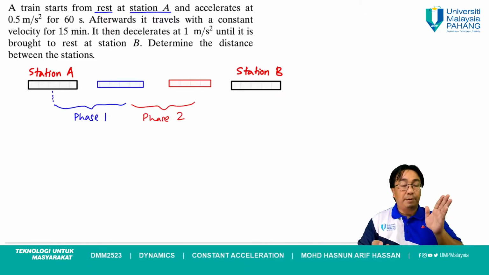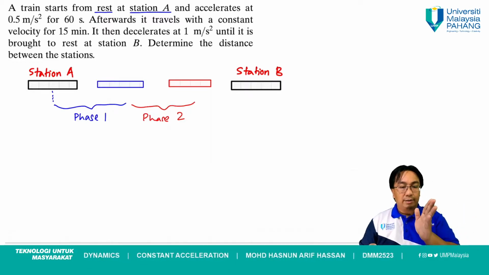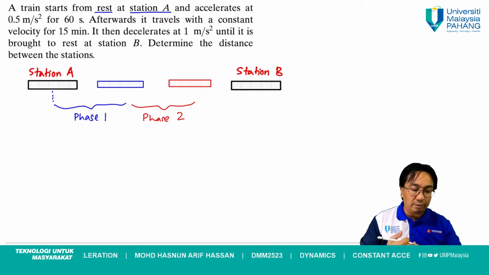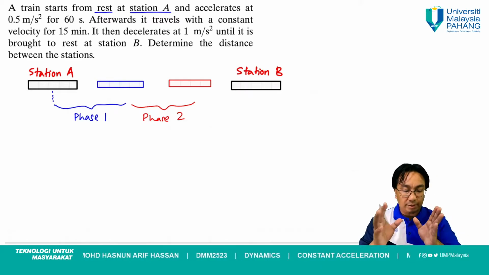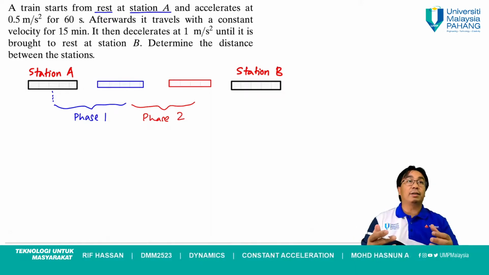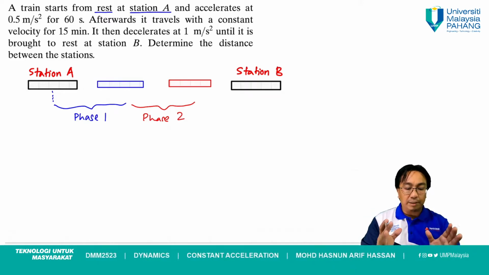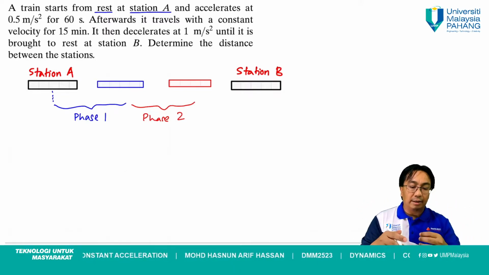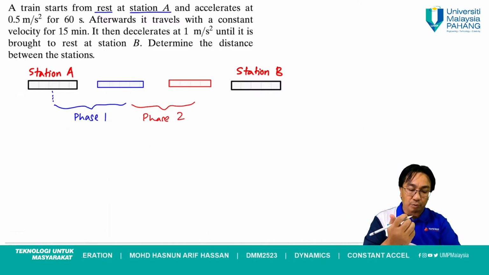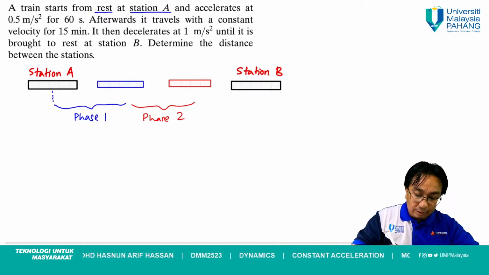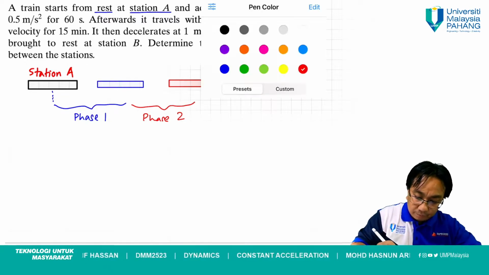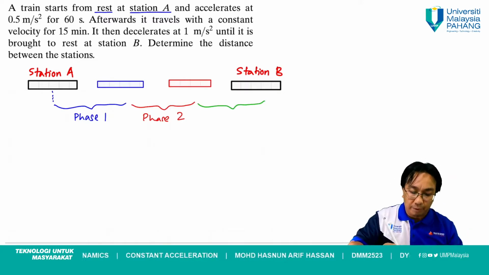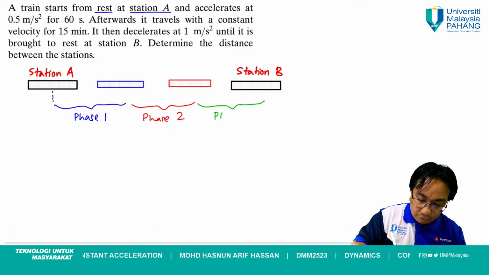Okay, so dia bergerak daripada yang pertama, daripada station A ke satu tempat dengan accelerate 0.5 meter per second square untuk 60 saat. And then dia masuk fasa kedua. Dia travel with constant velocity. Velocity dia constant. 15 minit dia berjalan dengan velocity yang constant. And then dia start brake, decelerate. Dia start mengurangkan dia punya pecutan. This is another phase. Okay, phase 3. Dia brake sehinggalah dia stop at station B. So this will be phase 3.